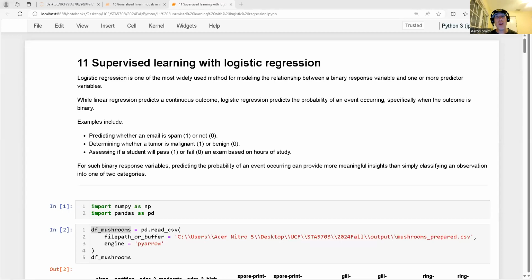Hi, in this video, we're going to take a look at using logistic regression for supervised learning. All right, so logistic regression is a generalized linear model where our goal is to model the likelihood that an observation will be one of two different categories. Logistic regression is the OG model for modeling classification.